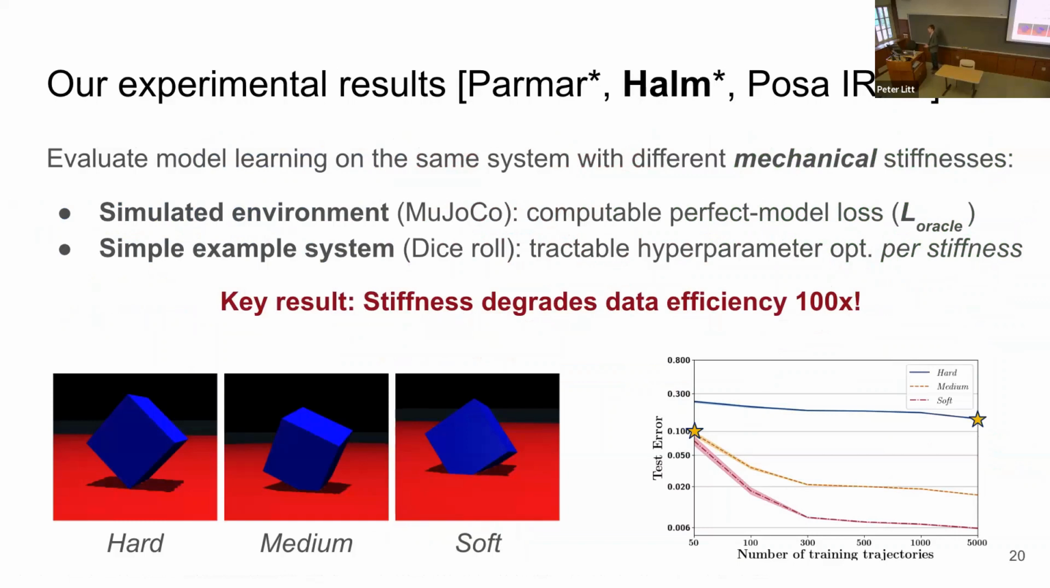So this is a conceptual explanation about why stiffness might lead to poor model identification, but it's also important to understand the magnitude of these effects. And to do so, we've turned towards empirical analysis. The essential approach we took was to take one system, change the underlying material stiffness in a rigid body plus compliant contact simulator, and quantify how that change affects test set prediction error of learned neural network models.